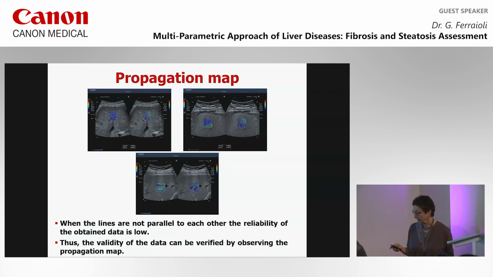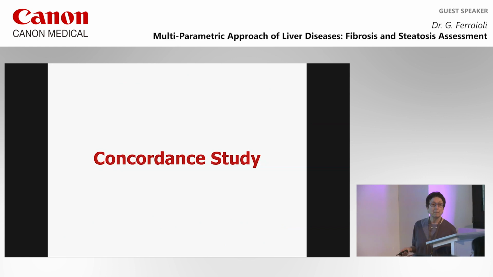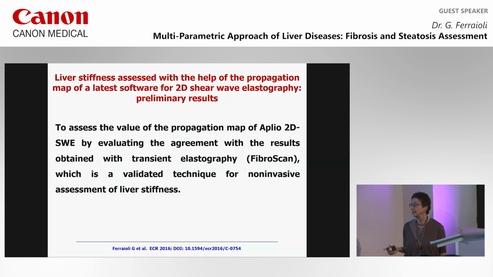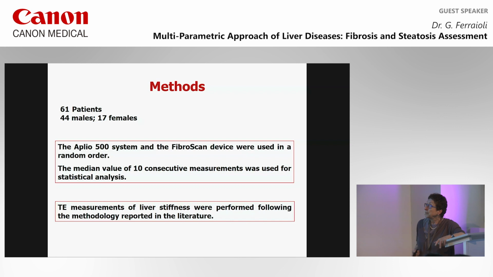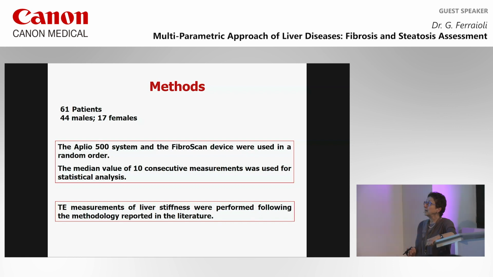The same in this area. So in this equipment, the propagation map should always guide your measurements. We have performed in the past a concordance study using the propagation map as a guide in a small series of patients. The FibroScan was used as the reference standard, because it's a validated technique. And you can see here that at that time we used the Aplio 500 system in 61 patients.